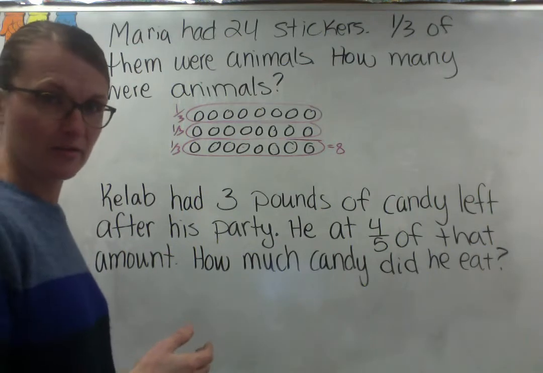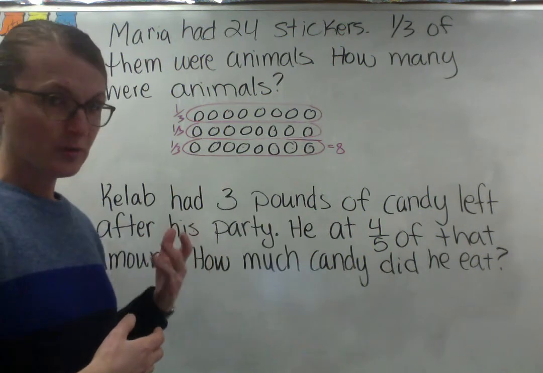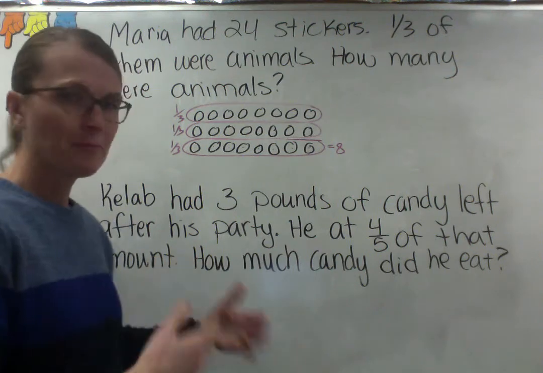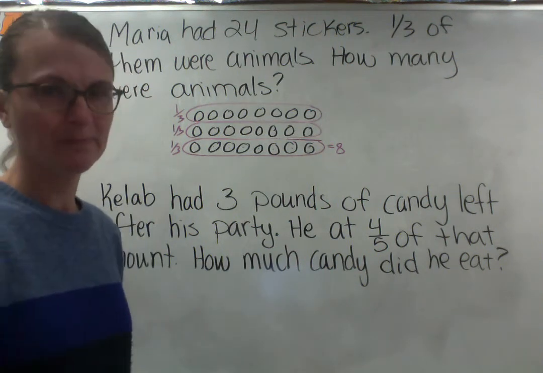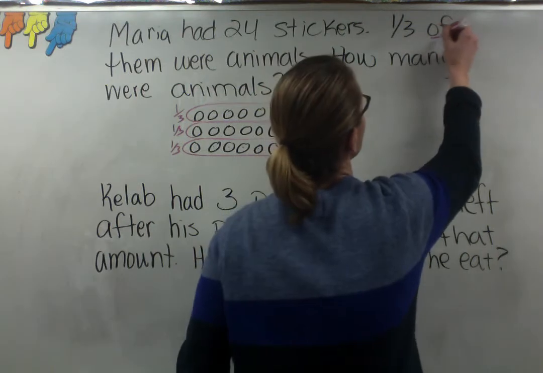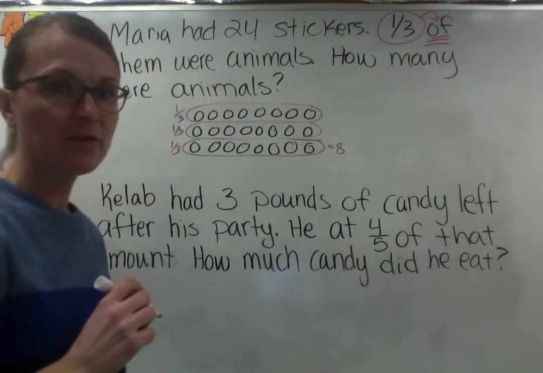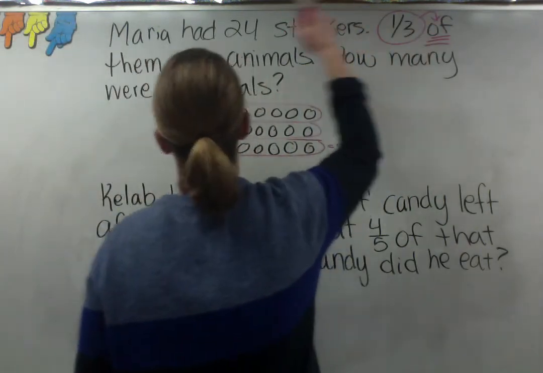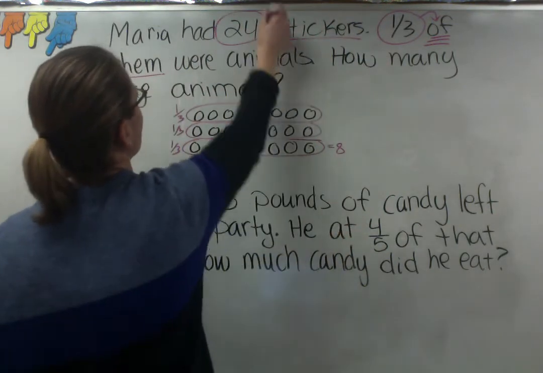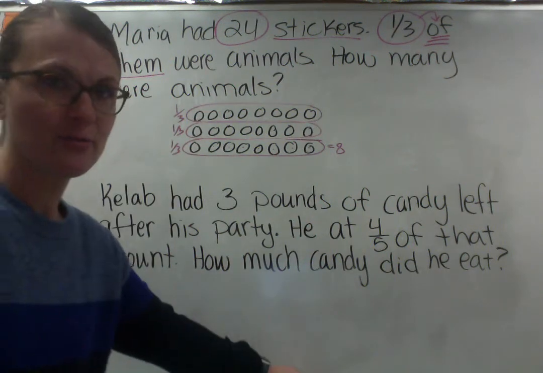So when you're finding a fraction of a number, you are kind of doing division, because you're finding a part of a whole number. But you can find that part with multiplication. How do we know? It's this word: "of." If you are finding a fraction of a number, you're going to multiply. So we need to find 1/3 of them. What is "them"? Them is the stickers. How many stickers are there? 24. So we can find this answer this way, or we can find this answer by multiplying.